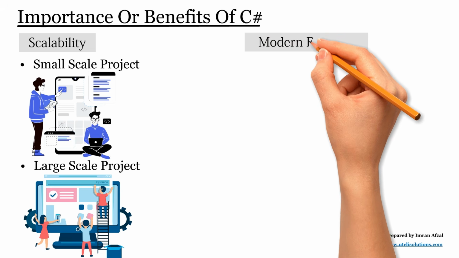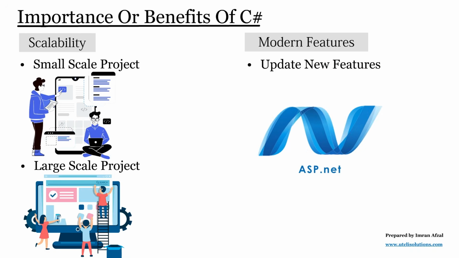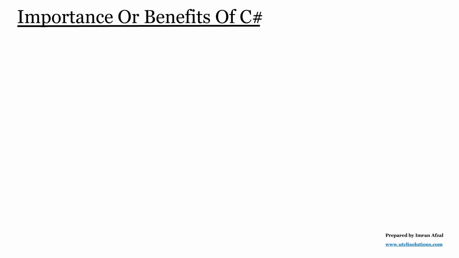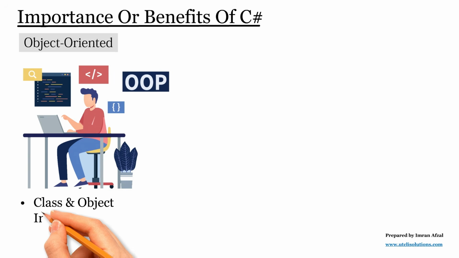Then the modern features. It's regularly updated with new features and improvements to keep up with modern development needs. Okay, now next one is object-oriented programming. C Sharp follows object-oriented programming principles, which makes code organization a lot easier.